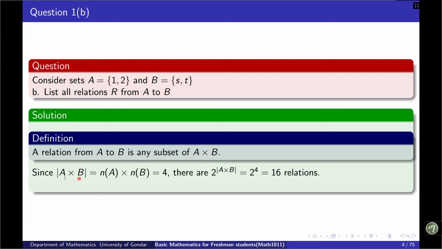Therefore, the number of relations that can be constructed from set A into set B is as follows. Since the cardinality of A cross B is equal to the number of elements of A times the number of elements of B, we have 4. Therefore, the possible subsets of A cross B, which can be considered as a relation from A into B, number 2 to the power of the number of elements of their cross product, which is 2 to the power of 4, which is 16 relations, so that we can have 16 relations that can be constructed from A into B whenever A and B have two elements each.